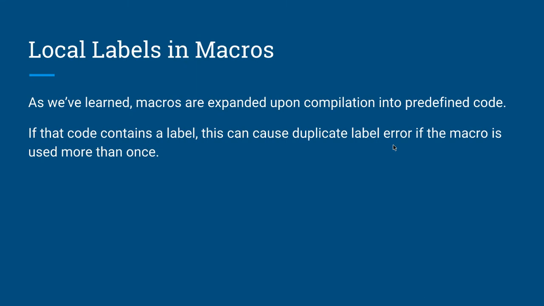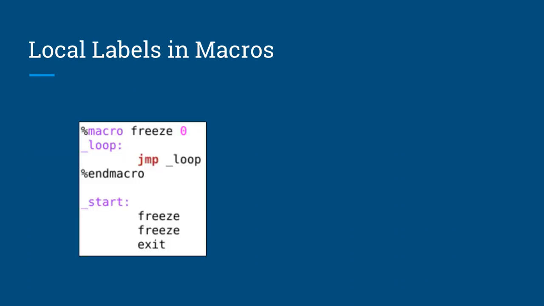So, local labels and macros. As we've learned, macros are expanded upon compilation into predefined code. If that code contains a label, this can cause a duplicate label error if the macro is used more than once. So as you can see, I just defined a macro called freeze that just defines the label _loop, and then it jumps to the loop.